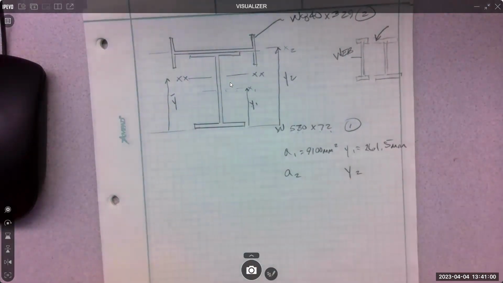What is area 2? 840 by 329. These things are huge. 42,100.